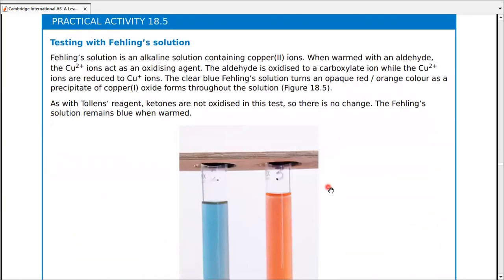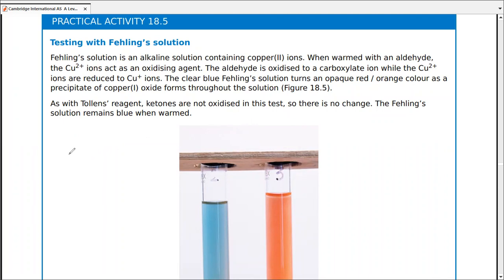The second test, and again, it's a test for an aldehyde, is with Fehling's solution. Fehling was also the name of the scientist. Fehling's solution is an alkaline solution. It contains copper 2 ions. Okay, a quick note about the lab. In lab, we prepare Fehling's solution fresh. Now, fresh preparation of Fehling's solution requires a lot of hard work.